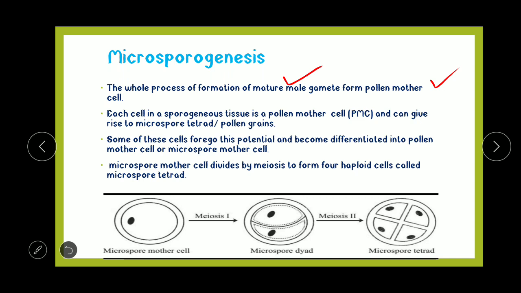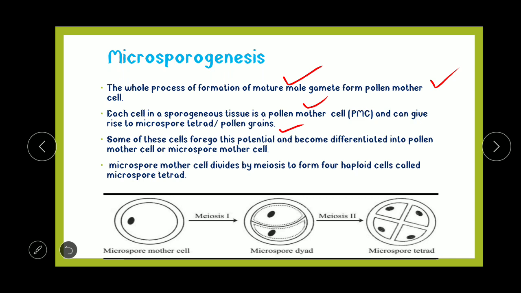From a single pollen mother cell, 4 microspores can be formed, because meiosis will take place. From a single diploid microspore mother cell, that is pollen mother cell, there will be 4 microspores. They are called microspore tetrad or pollen grains.